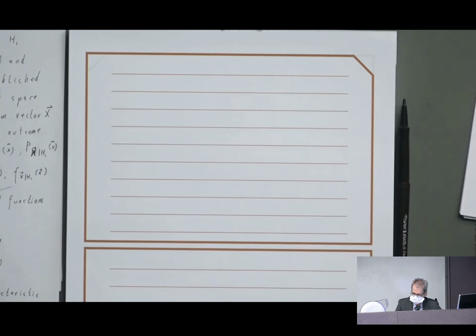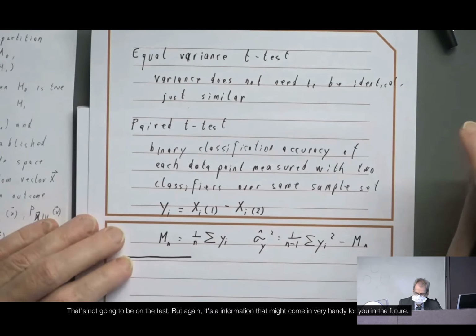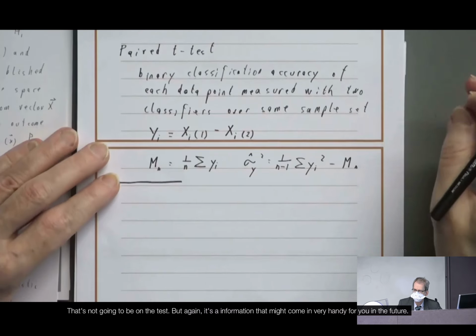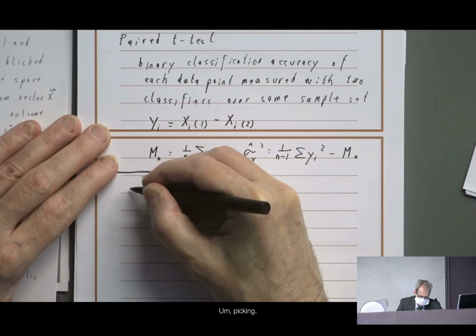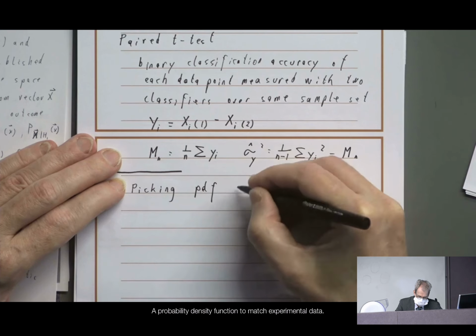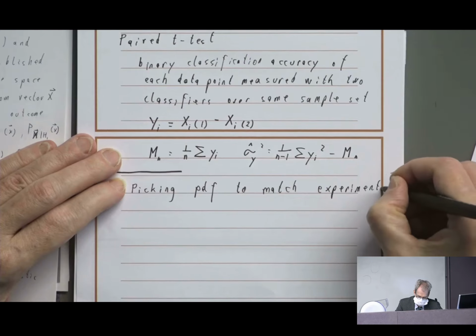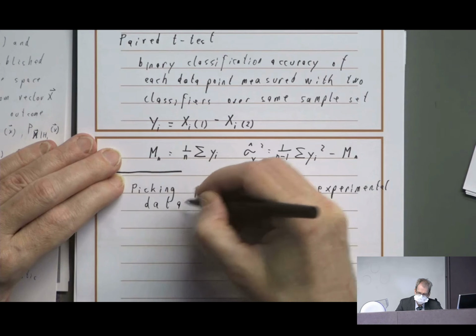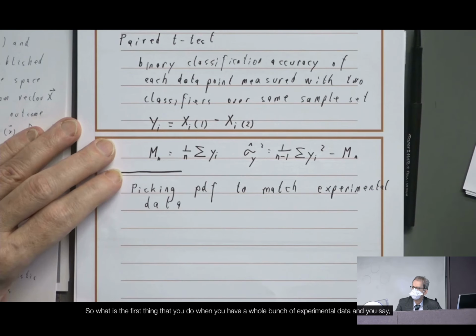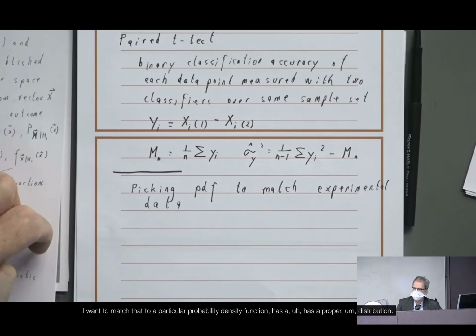There is, by the way, let me actually add here one more note. That's not going to be on the test, but again, it's information that might come in very handy for you in the future. Picking a probability density function to match experimental data. So what is the first thing that you do when you have a whole bunch of experimental data and you say, well, now for the paper that I want to write, I want to match that to a particular probability density function, have a proper distribution?